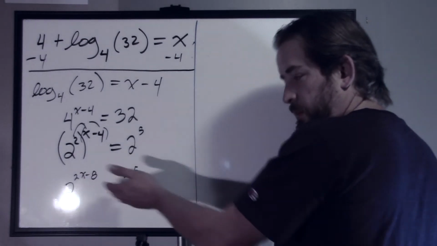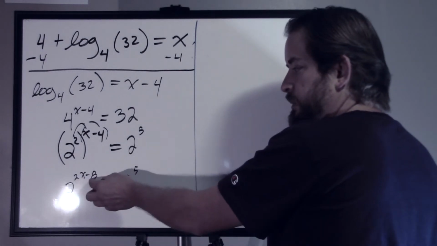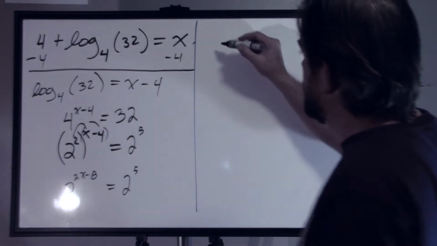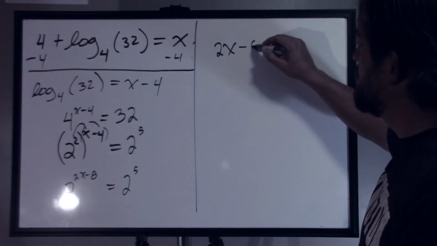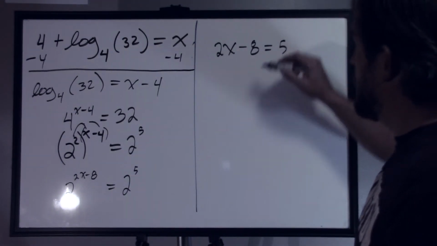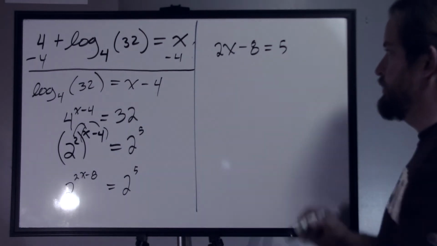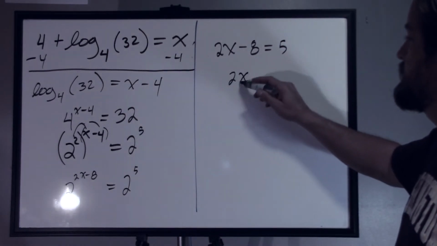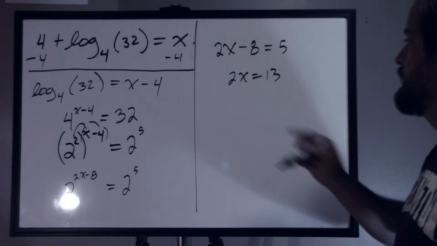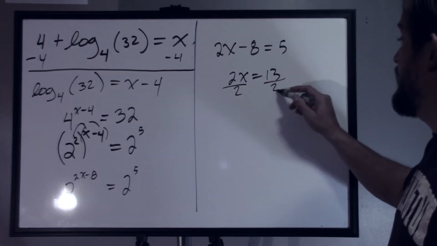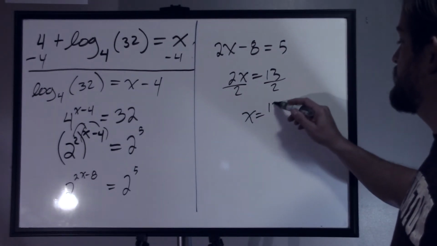Now I have the same base on each side, so I can say 2x minus 8 must be equal to 5. And then I solve. Add 8 to both sides, that gives me 2x equals 13. Divide each side by 2, and I have my answer, x is 13 halves.